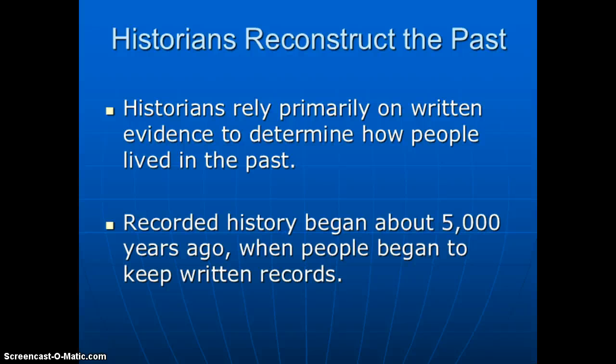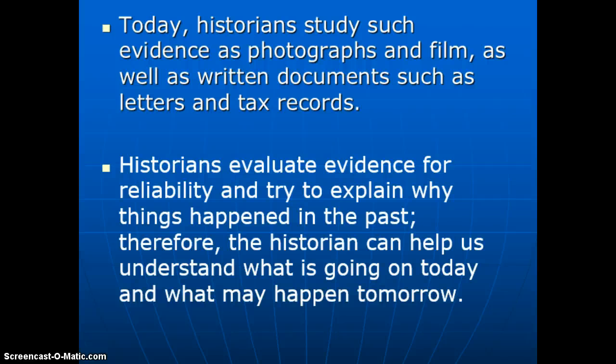And finally, we get to historians. You probably thought historians were the only people who recorded information from the past. But notice in the definition, historians rely primarily on written evidence, and we've only been writing for about the last 5,000 years. So historians cannot go very far back in their work. They rely on anthropologists and archaeologists to fill in that earlier time. Today, historians can use photographs and film and tax records and things of that nature, and they'll evaluate the evidence and try to explain what happened in the past and sometimes predict what might happen in the future as a result.